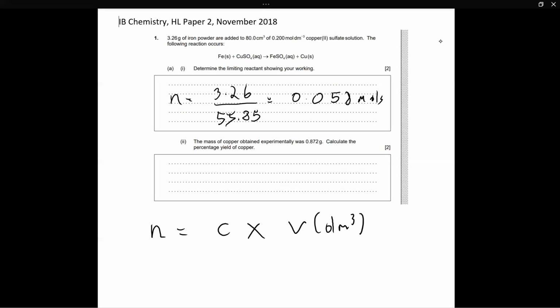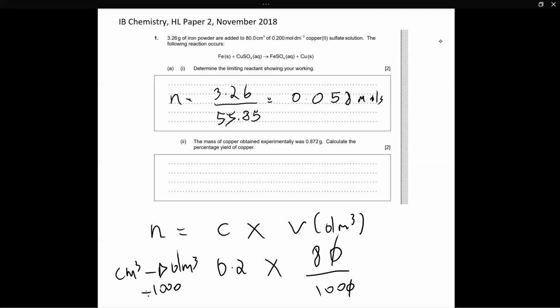So we know what the concentration is. We know that the concentration of the solution is 0.2 because they've told us that. And the volume, they have told us that in centimeters cubed. So in order to convert centimeters cubed into dm cubed, we have to divide by 1,000. So we do 80 divided by 1,000. So this equals 0.08. And 0.08 times 0.2 is equal to 0.016. So that's how many moles of copper sulfate solution we have.